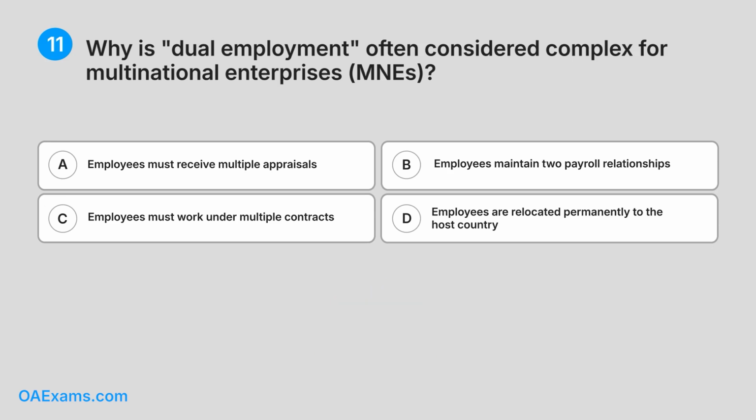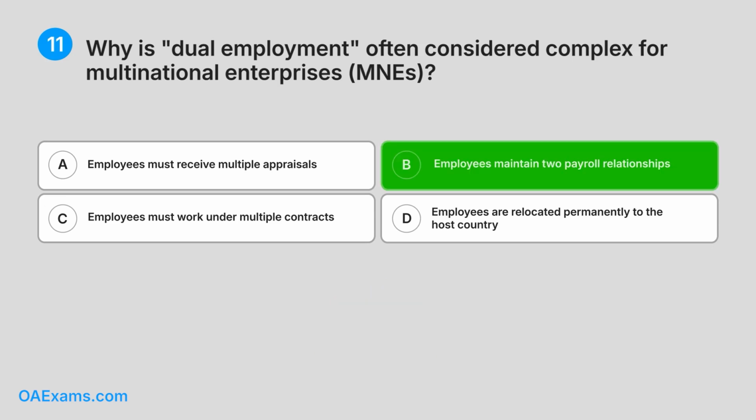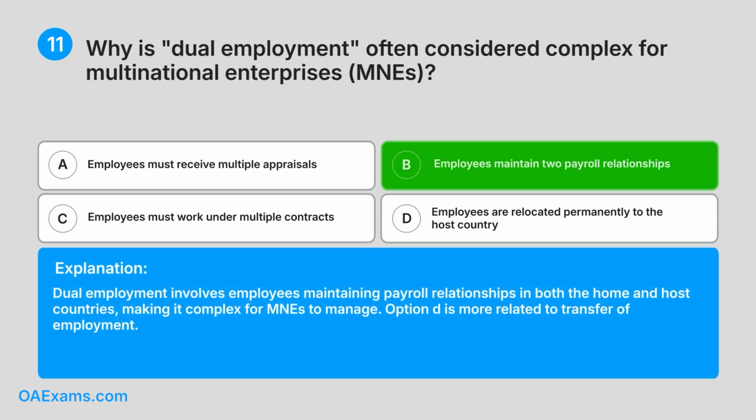Correct answer. B. Employees maintain two payroll relationships. Explanation. Dual employment involves employees maintaining payroll relationships in both the home and host countries, making it complex for MNEs to manage. Option D is more related to transfer of employment.